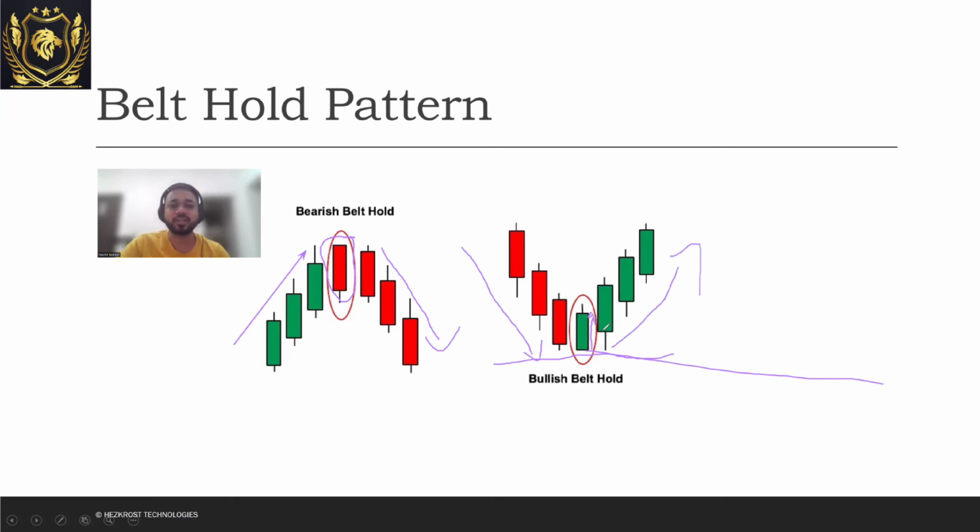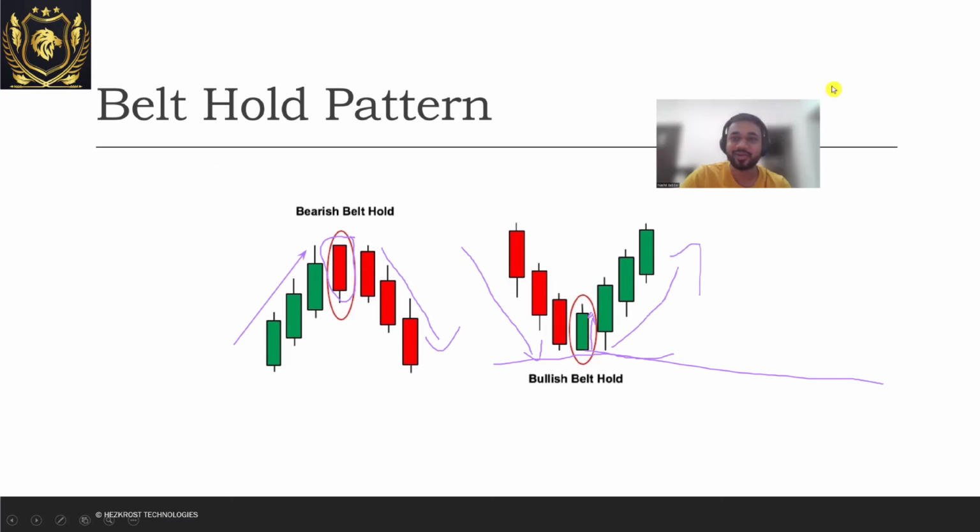It's a single candlestick pattern, but logically I think it's a very incredible pattern to learn about.